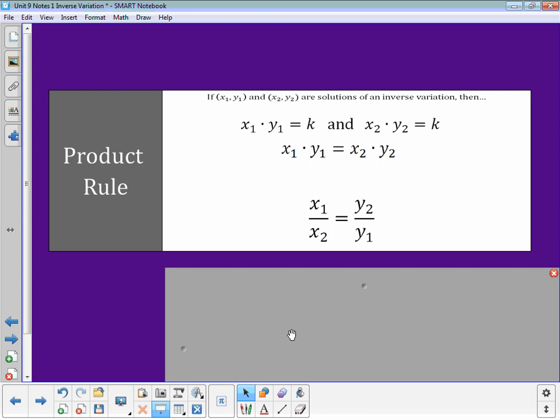For example, if we take our first coordinate and multiply the two together, x1 and y1, it's going to equal some k. Likewise, if we have a second point, we'll multiply the 2 values together, x2 and y2, and it equals the same k. So really, the product of the first point and the product of the second point are equal to each other. This is also the same concept as cross multiplying, which is what you see towards the bottom there. You really want to make sure you get this product rule written down because it will help you go through the following problems.